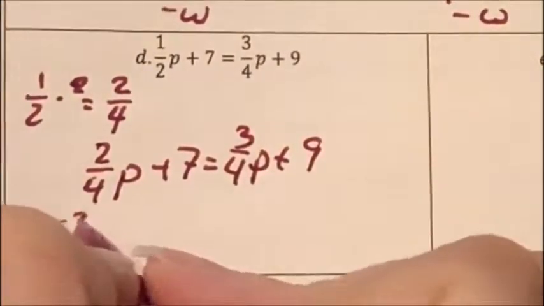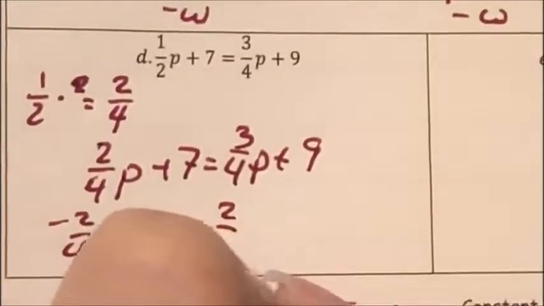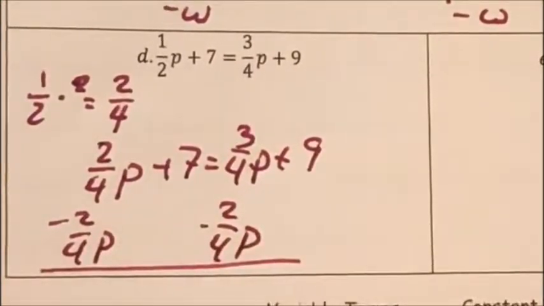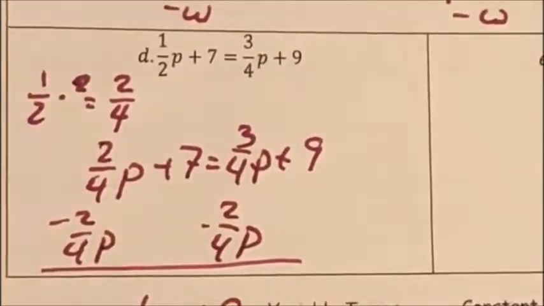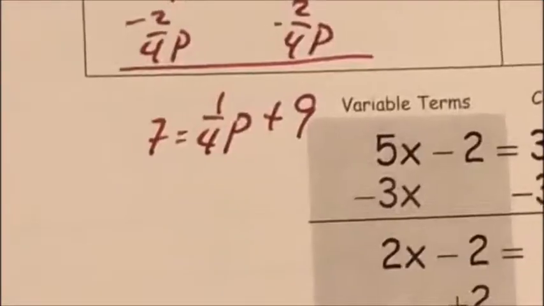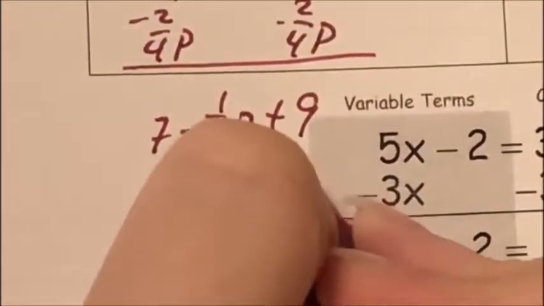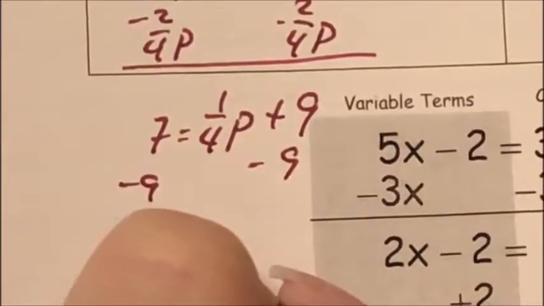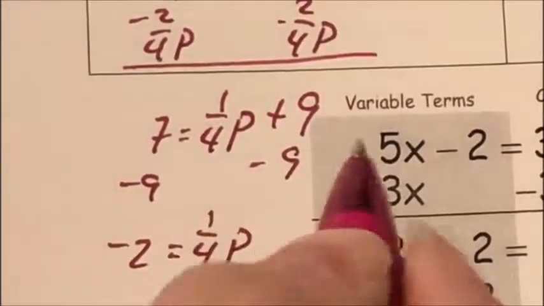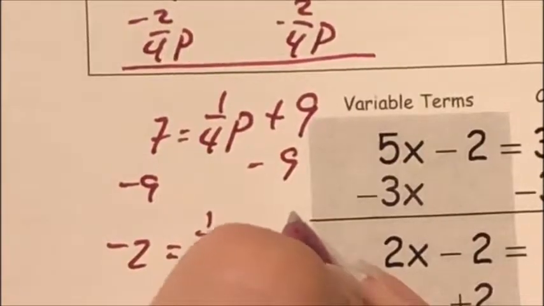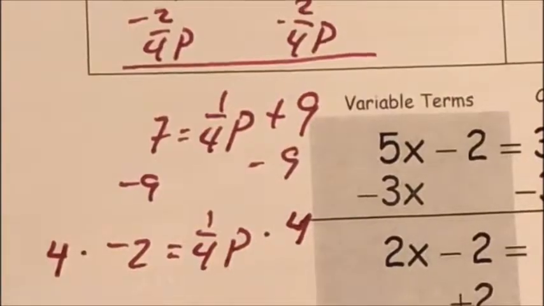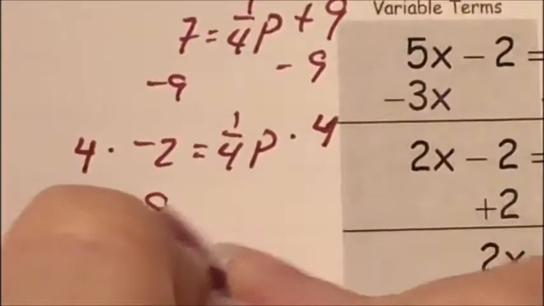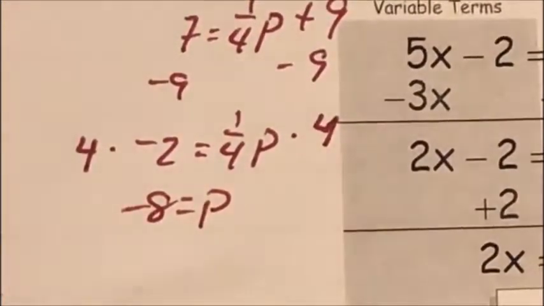I'm going to subtract 2/4 p from both sides. Now I have 7 equals 1/4 p plus 9. Then I'm going to subtract 9 from both sides. So I have -2 equals 1/4 p. Then I'm going to multiply by the multiplicative inverse, which is 4. Okay. 4 times -2 gives me -8. And 1/4 times 4 gives me p.